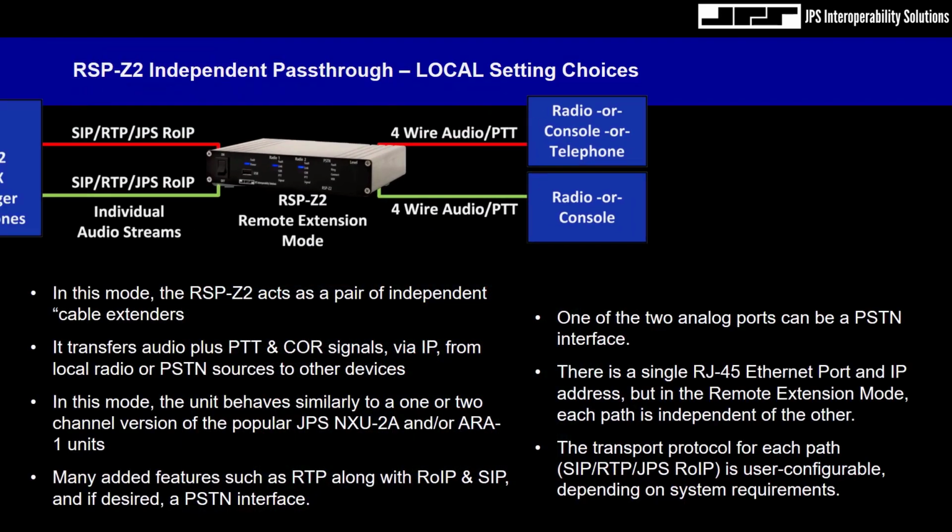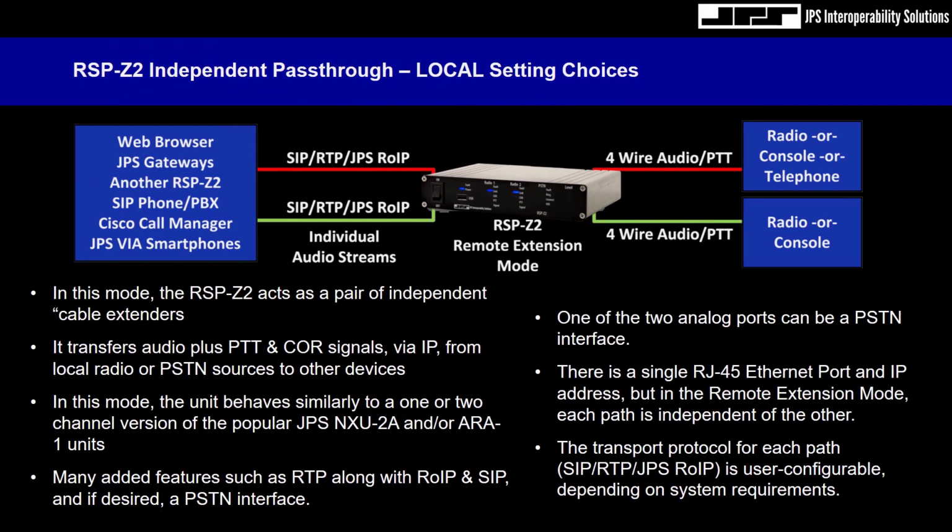For the independent pass-through, here's a pictorial that shows what's happening. You have the red path and the green path. Those two are independent of each other. On the input side, you have radios or consoles or telephones or anything along that path. You also have the capability of bringing SIP, RTP, or JPS RoIP into the input side by using the IP connector. And on the output side, you have SIP, RTP, or JPS RoIP.